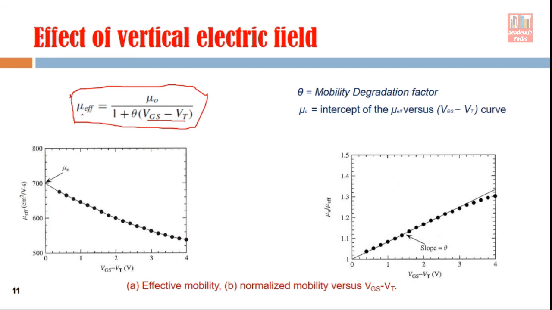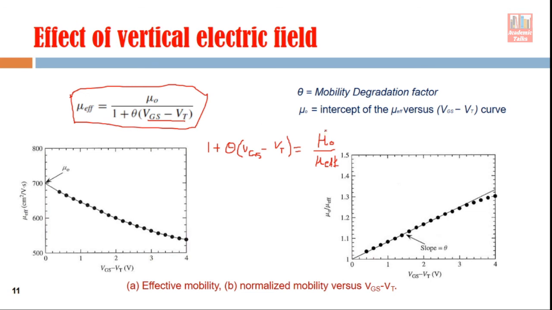So if you normalize this graph like this, you plot mu naught divided by mu effective. So what it becomes? It becomes 1 plus theta times VGS minus VT, which is equal to mu naught divided by mu effective. So if you manipulate this equation mathematically, we reach this kind of formula, right?